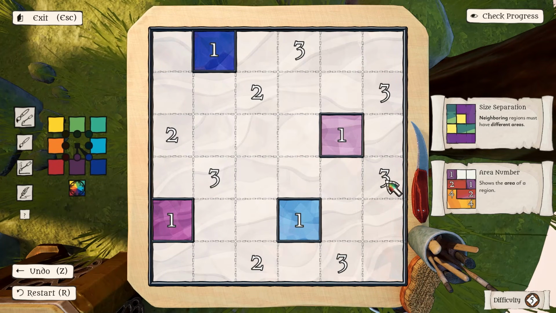This 3 cannot join that 3 and cannot touch that 3, so therefore can't go there. So it's either taking like these or this. Those 3s could join.